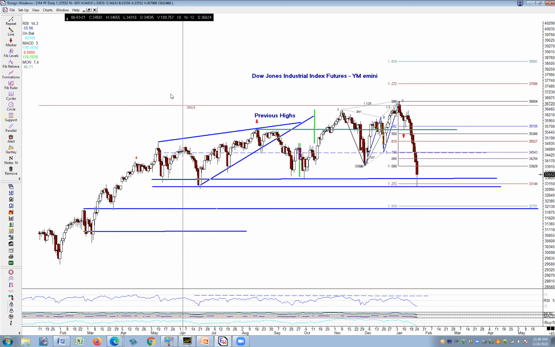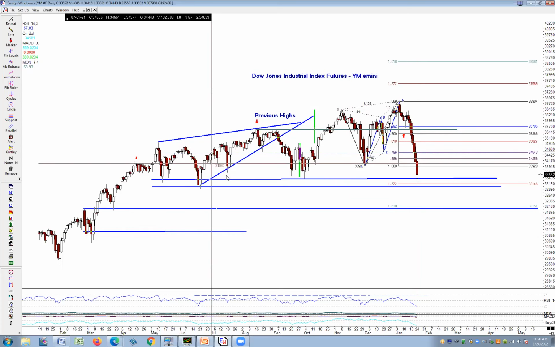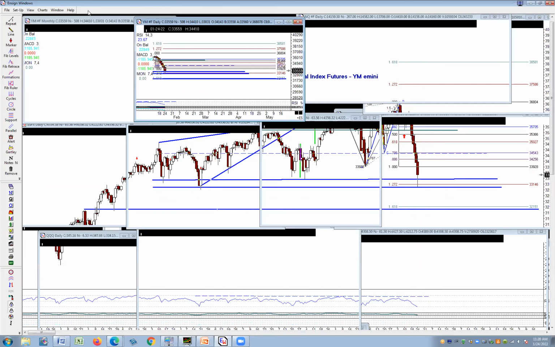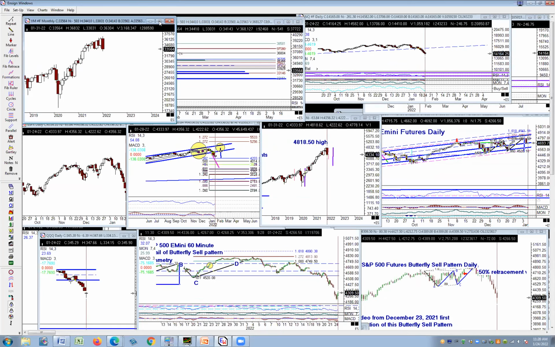Now let's go. So this gives you sort of an overview, a bit of a roadmap. So we might get some retracement back up here. Gives you a little bit of a roadmap. Now let's look at a monthly chart.